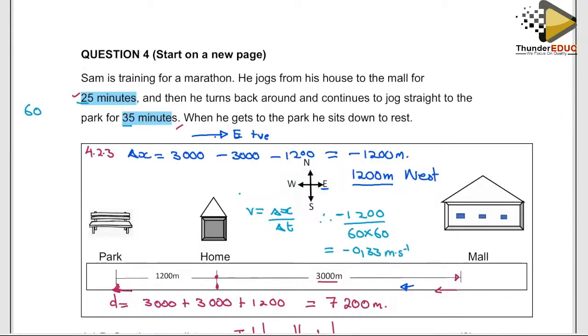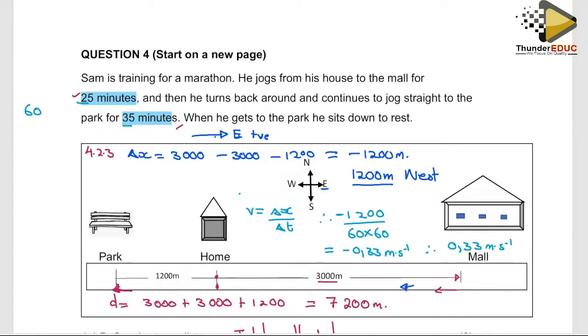So now as my final answer, I can just say, since it's a negative value, it means it's heading in the opposite direction, 0.33 meters per second. Where is it going now? It's no longer east, it's now what? To the west, right? So west, like that. That's how we actually go about that question.